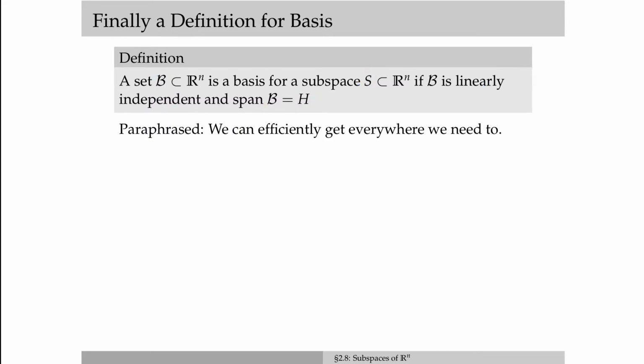And if I want to paraphrase this, we are saying here that we can efficiently get everywhere we need to go. So the efficiently is me saying it's linearly independent. I do not have any vectors that I don't need, right? If I had a dependence relation, that would mean that one of the vectors is a linear combination of the others. Well, that would mean I had a vector I didn't need. So that's where efficiently comes from.